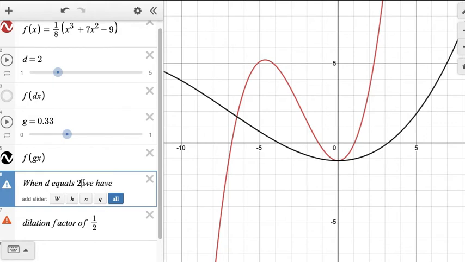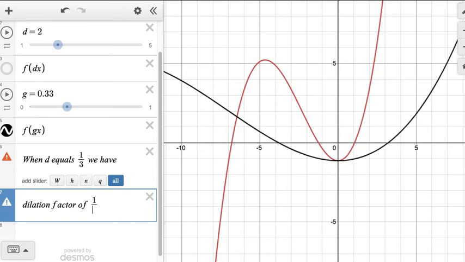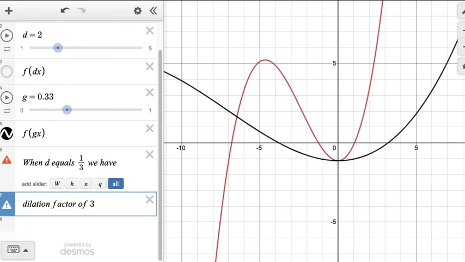So this time I'm going to change my words here and say when it equals 1/3, then the dilation factor is in fact 3. Okay, so there's a bit of counterintuitive wordage to use whenever you use this word dilation. So we want to get used to that idea.